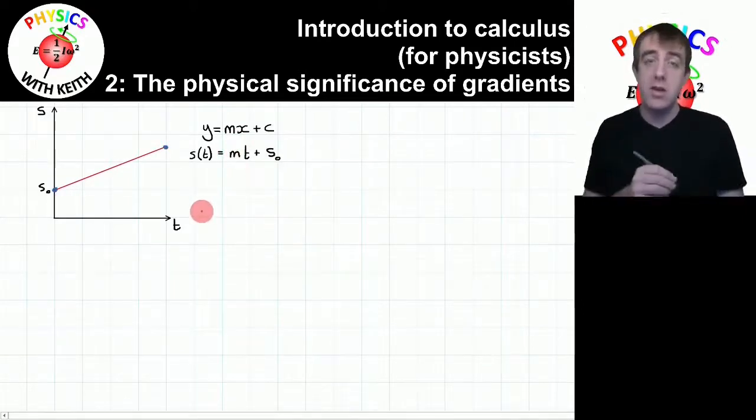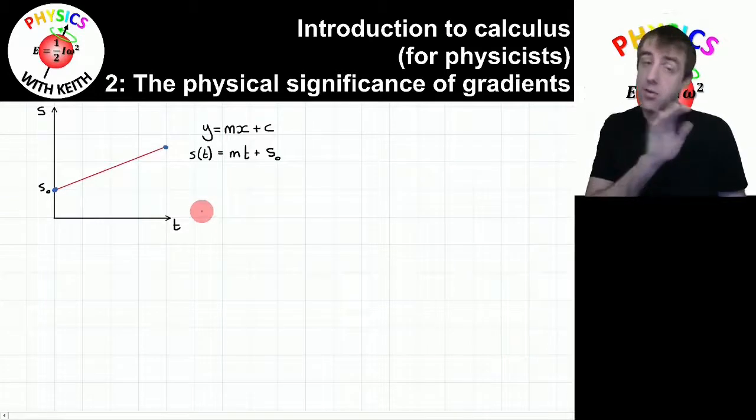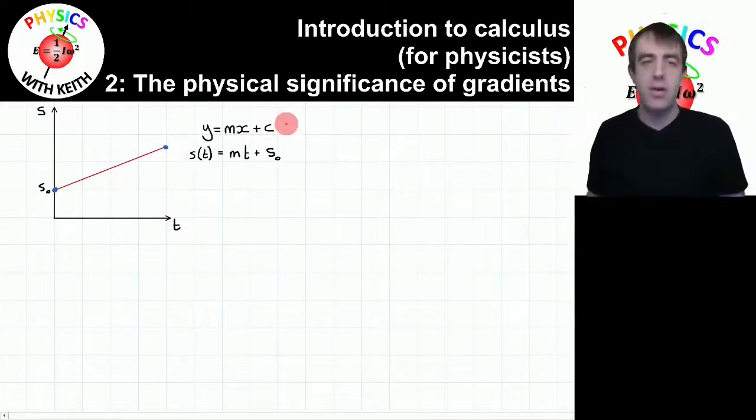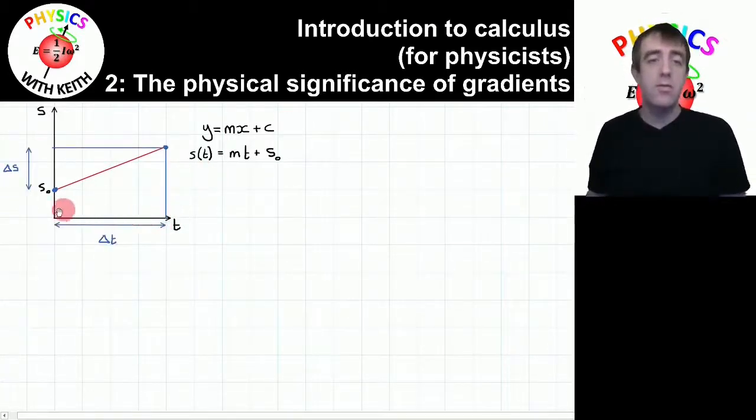To calculate the gradient, we take 2 points on the line as far apart as we can from each other. We measure from the graph the difference in time represented by this space on the x-axis between these 2 points and the difference in displacement. That's this difference on the y-axis. So our gradient, m in this equation, is delta s divided by delta t.